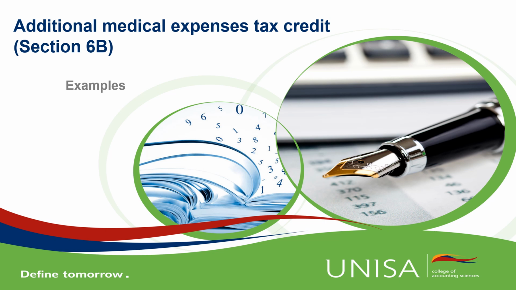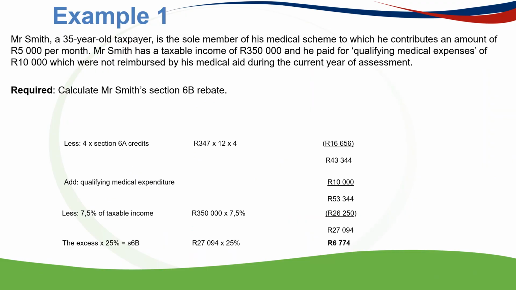Examples of the additional qualifying medical expenses tax credit, section 6B. Example 1. Mr. Smith, a 35-year-old taxpayer, is the sole member of the medical aid scheme to which he contributes an amount of 5,000 Rand per month. He has a taxable income of 350,000 Rand, and he paid for additional qualifying medical expenses of 10,000 Rand, which were not reimbursed by his medical aid during the current year of assessment.